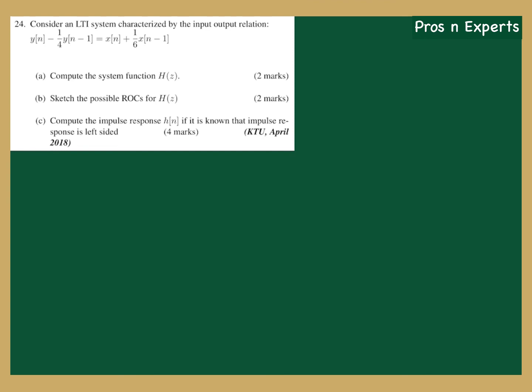So let us start with the difference equation. Question A asks us to compute the system function or transfer function H of z. In order to compute the transfer function from the given difference equation, you have to take the z-transform on both sides of the difference equation.